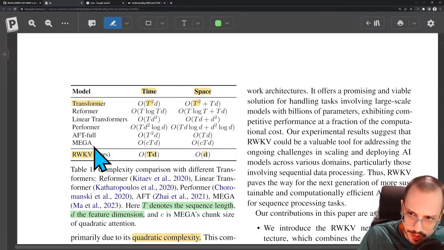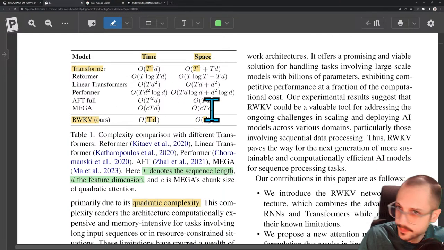And then here you have a bunch of other weird transformer variants that people have tried, but none of these are as good as this, right? T times D, T times D plus D squared, T log D, TD, TD squared. It does seem like RWKV has the best theoretical time and space complexity.